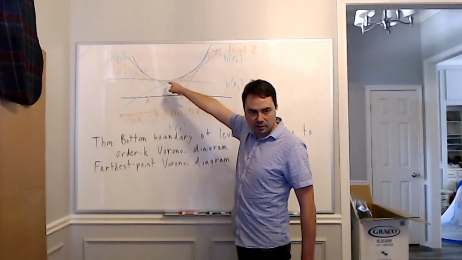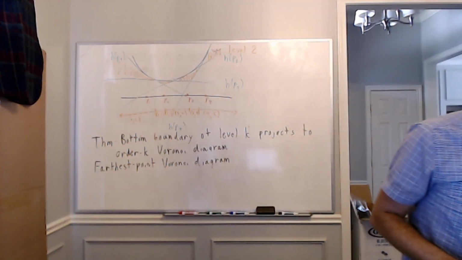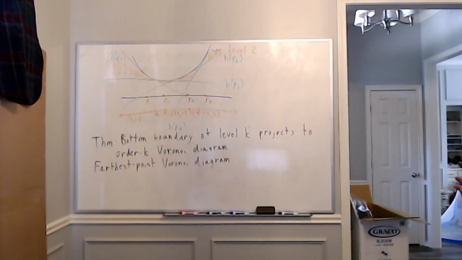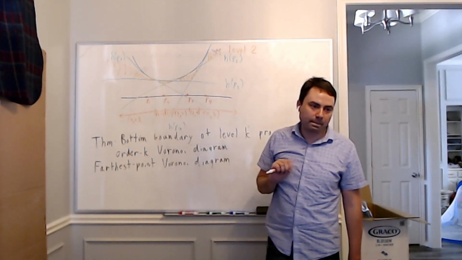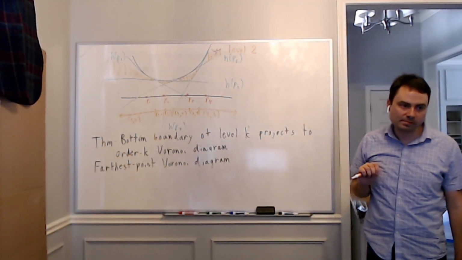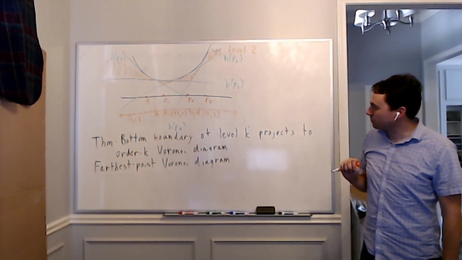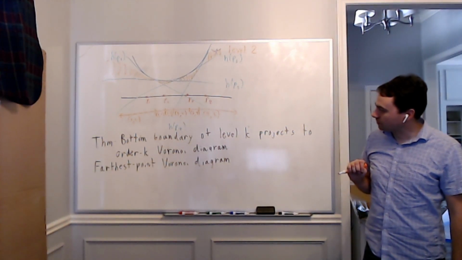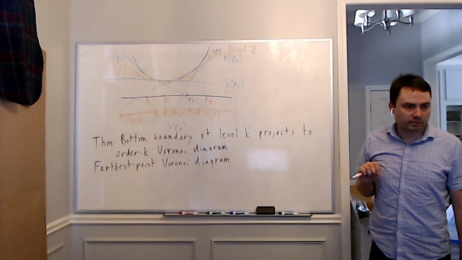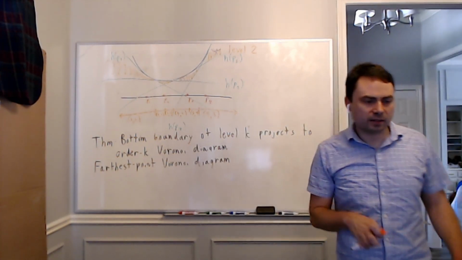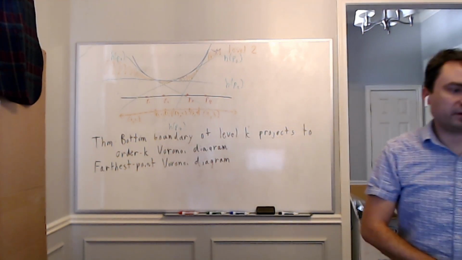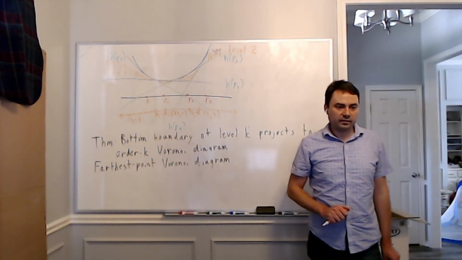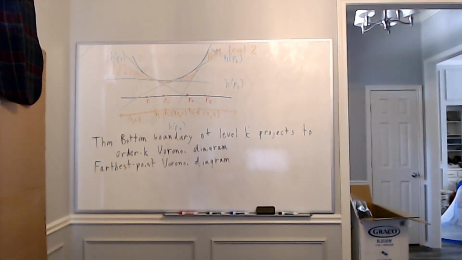So the intersections for level 2 tell you exactly which are the 2 closest sites and in what order they are, if you project back down. Any questions on that fact? Any questions about higher order Voronoi diagrams?